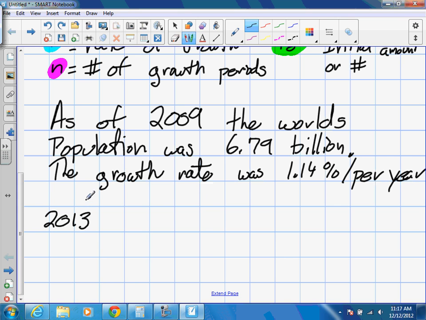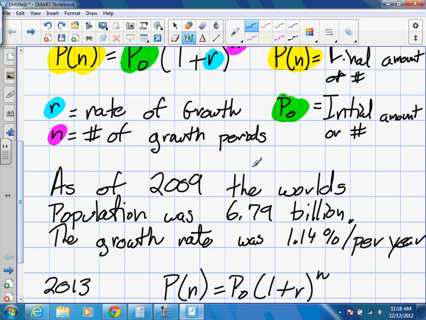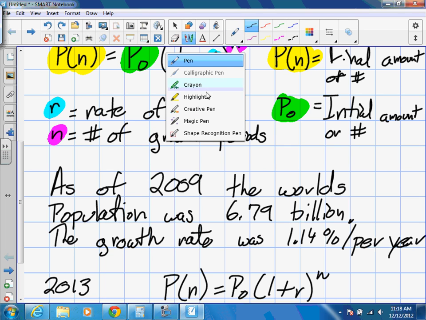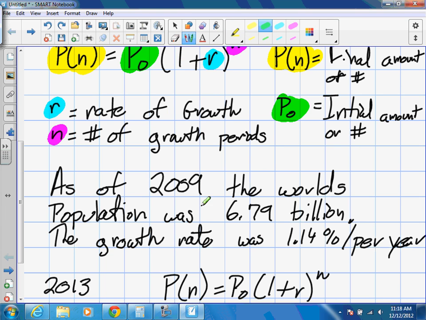Okay? So, let's try to relate all of our information to our formula. Pn is equal to P naught, 1 plus R to the power of N. What is P naught from the information we've given here? What is the initial amount? Okay, 6.79 billion people. That's going to be our P naught. That's our original amount of the population in 2009. What is our growth rate? 1.14% per year. So that'll be our growth rate.